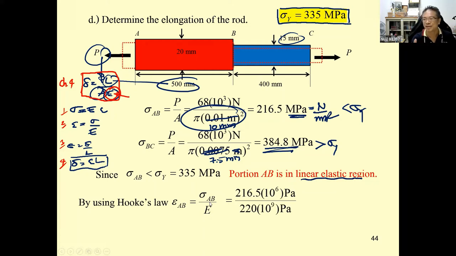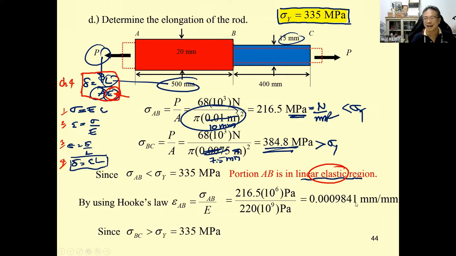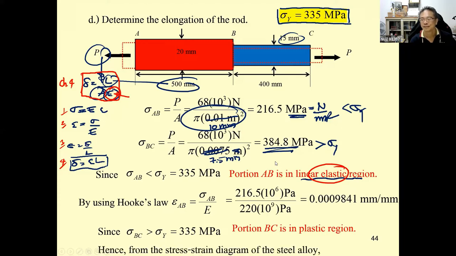Most of the time, the strain is going to be the elastic strain, and the plastic strain is going to be very small. This is going to be 9.8 times 10 to the minus 4. And then the next one, BC, is going to have large strain for sure, because elastic strain is always small, while plastic strain will be large, usually larger than 0.002. We cannot compute the strain by using Hooke's law, since it is in the plastic region. We use the stress-strain diagram.